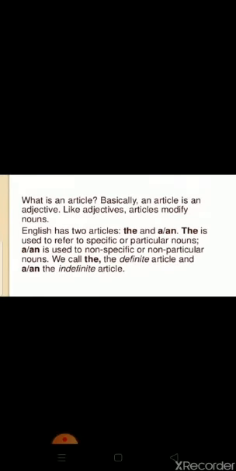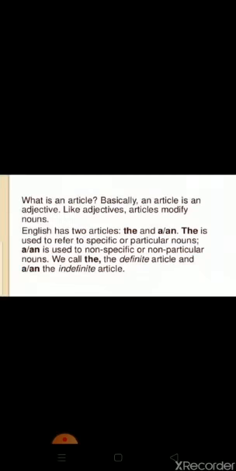So what is an article? Basically an article is an adjective. Like adjectives, articles modify the nouns. How is it modifying the noun? See the examples. An apple. From that we can understand how many apples there are. One apple only, right? A cat, a house. So it is modifying the noun. An old man, the world, the earth. So like that it is somewhat an adjective that modifies the nouns.